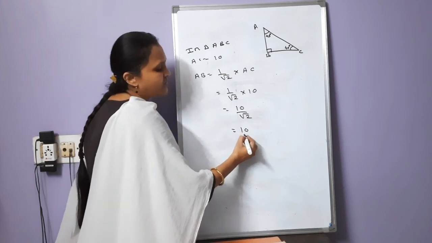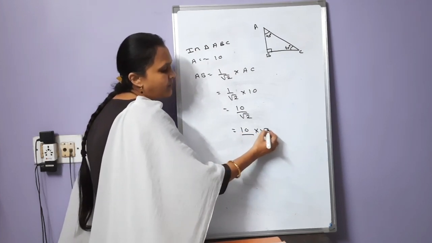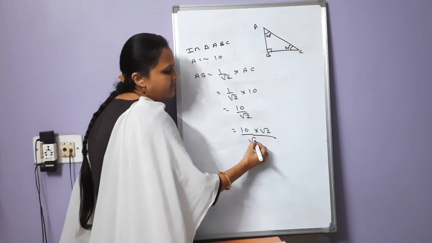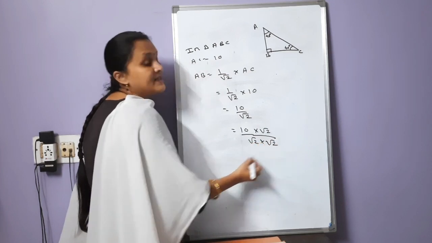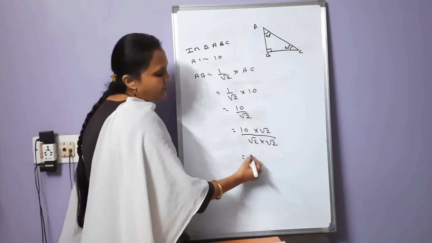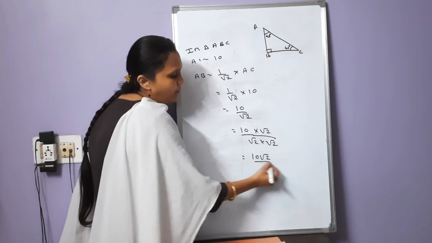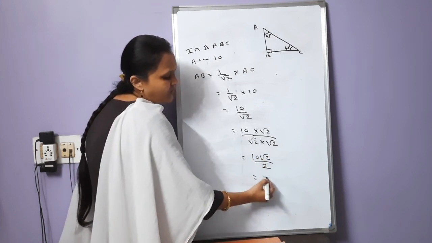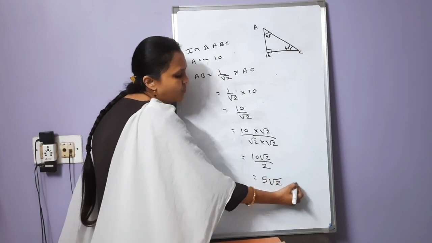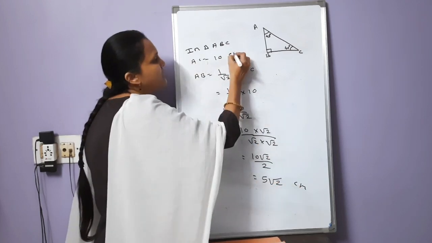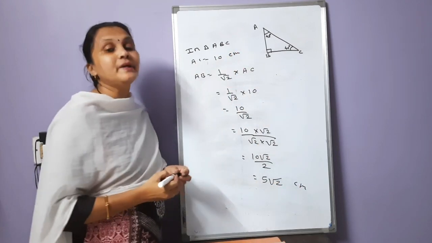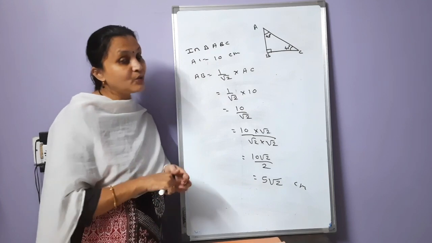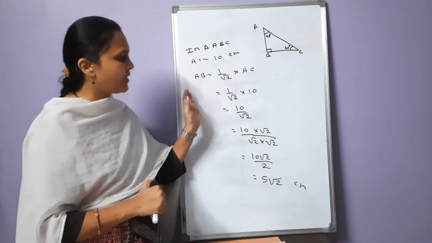Rationalizing the denominator means what? You have to multiply the numerator as well as the denominator with the same surd. So it will become 10 root 2 upon 2. So 2 ones are 2, 5 twos are 10, giving 5 root 2 centimeter, otherwise unit. Likewise the question will be asked. Getting clear to you? It is a different one, that's why I took it here.